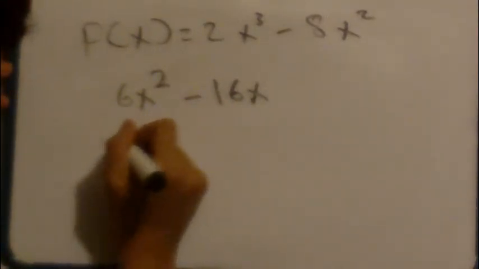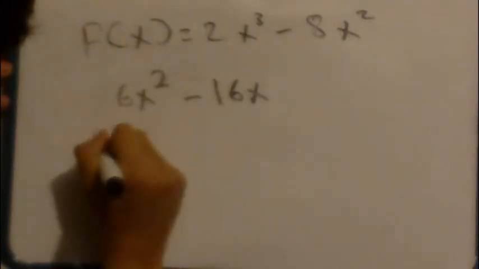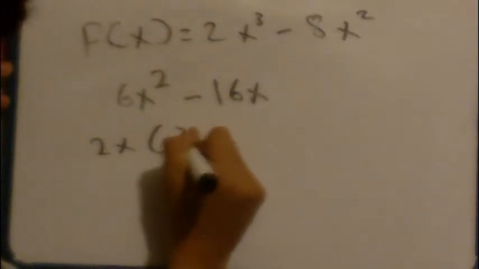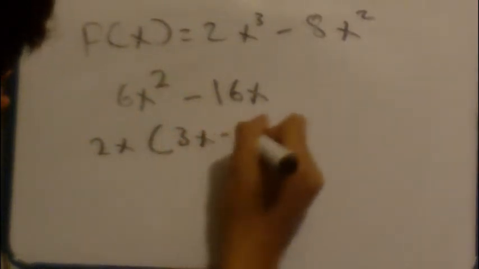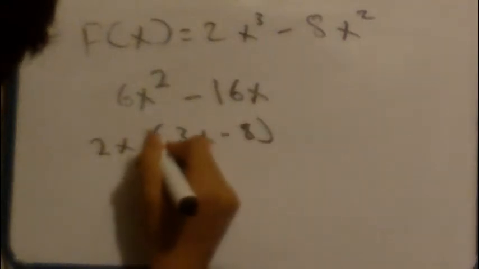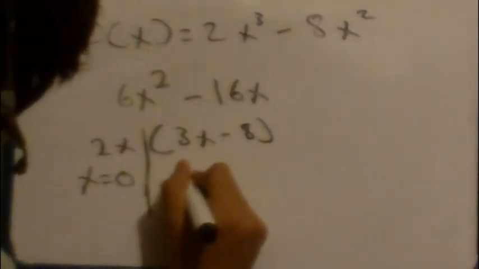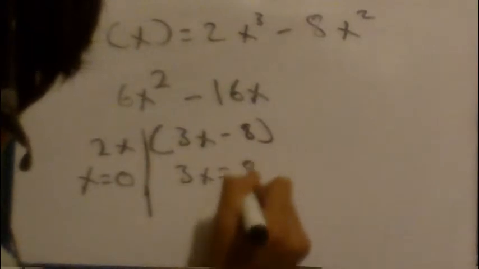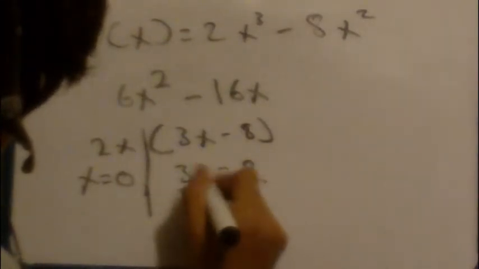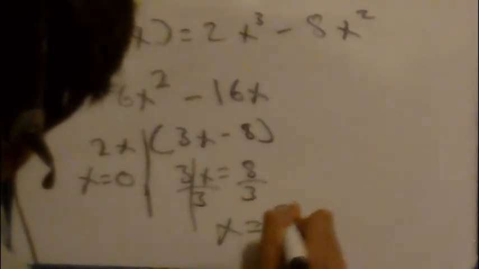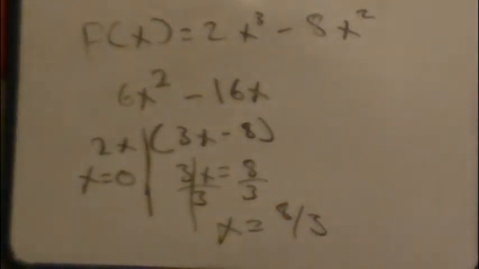and whatnot. So, simplifying it, 2x times 3x minus 8. So with the zero product property, x equals 0, and 3x equals 8. Cancel out 3, and x equals 8 over 3. And these are our critical points.